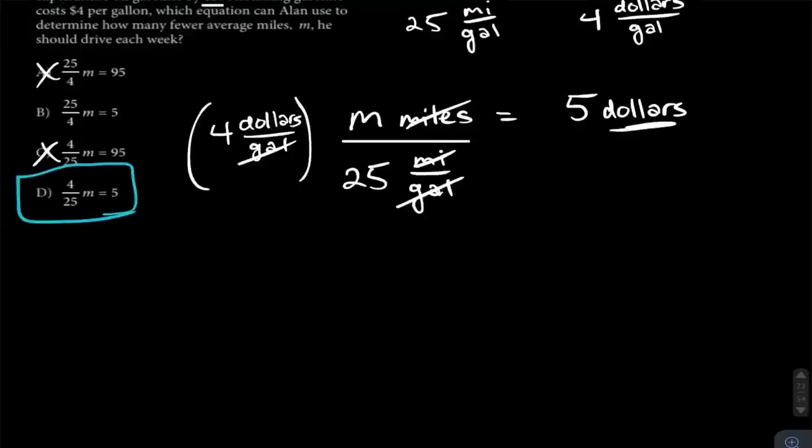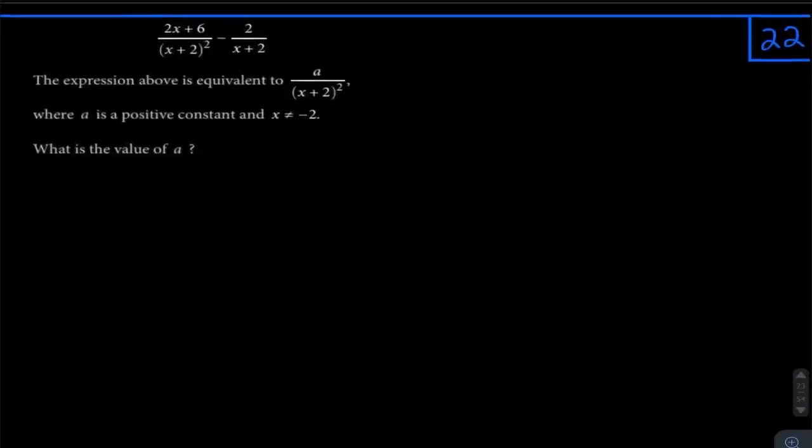Okay, so moving on to problem 22. Problem 22 gives us this little guy here. And it says the expression above is equivalent to a over x plus 2 squared, where a is a positive constant and x is not equal to negative 2. What's the value of a? So we need to get this giant thing into this thing, right?